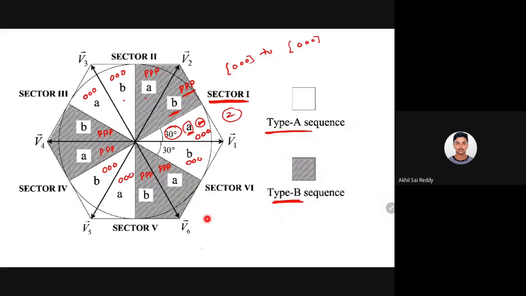So what you understand is that when it is changing from type A switching sequence to type B switching sequence, all three phases are affected. But when it is changing from one sector to another sector, there is no change, right? So it is the end of sector 1, and this is the start of sector 1. So here there is no change. It started with PPP and again it starts with PPP. Clear?